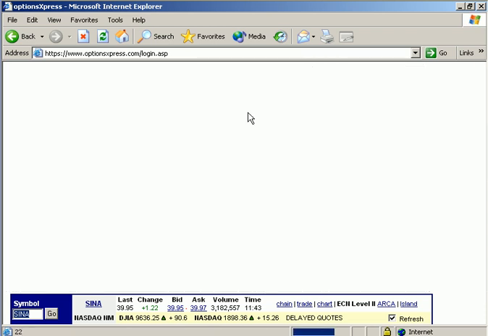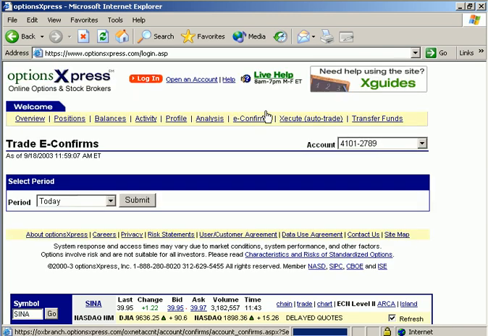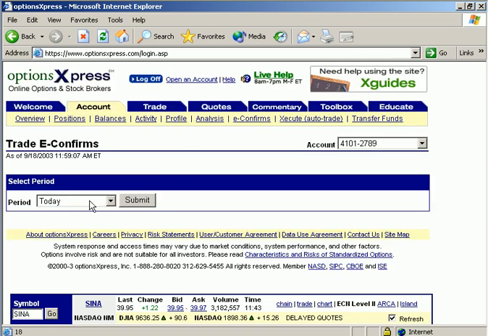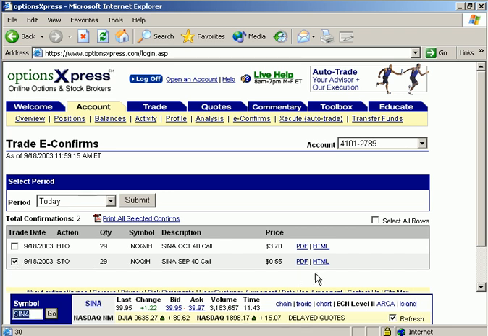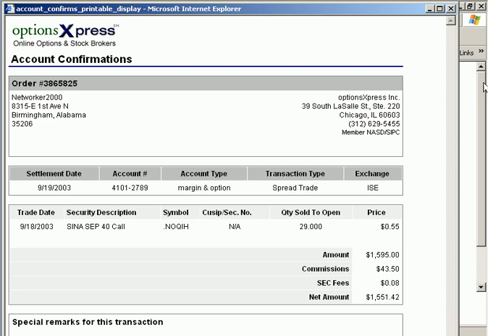Okay, once we go to eConfirms, basically we need to put in period today, and we're going to submit today. And we do see where we bought the long term on top, which is 370, and sold the short term on the bottom. So we want to put a check mark in the short term, and we want to click on the HTML, and it's showing you how much money just came into the account.